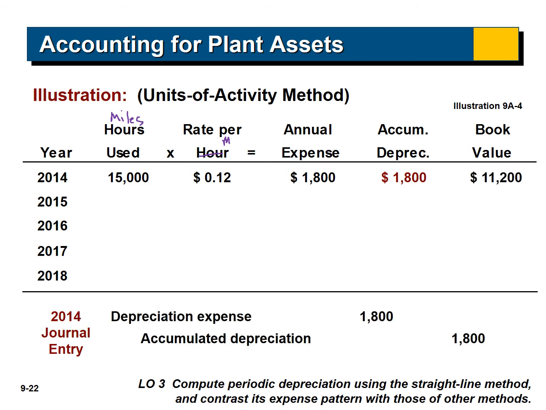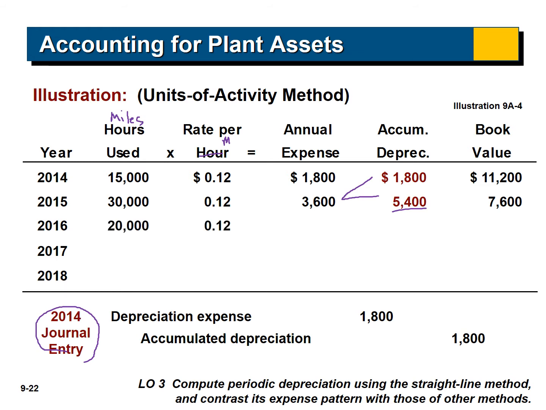And then we go every year, and that is the journal entry we've always been doing. And every year we take the miles that we used times the rate. So nothing changes except the miles used. 30,000 times 12 cents is 3,600. And then remember, accumulated depreciation is just add those together. And then our book value is cost, 13,000, minus accumulated depreciation of 5,400 gives 7,600. And then we just keep doing that from year to year.